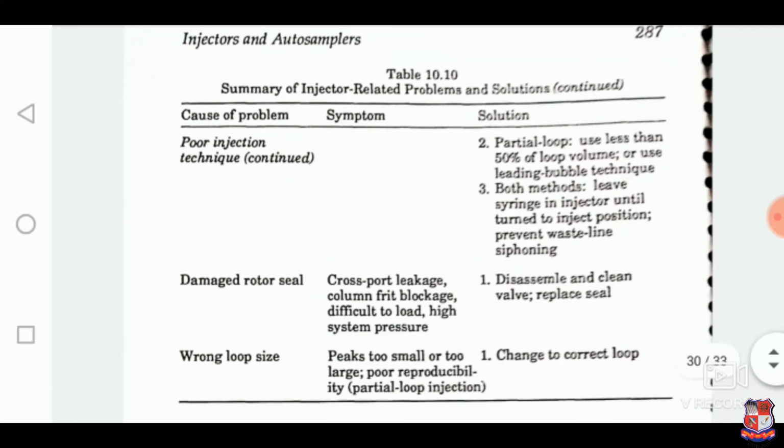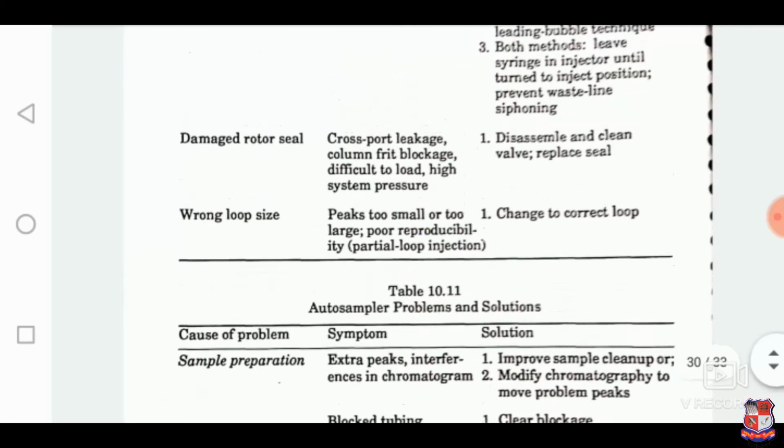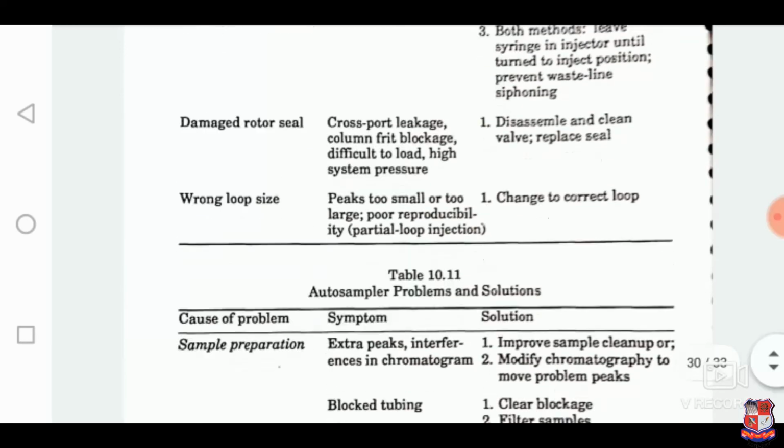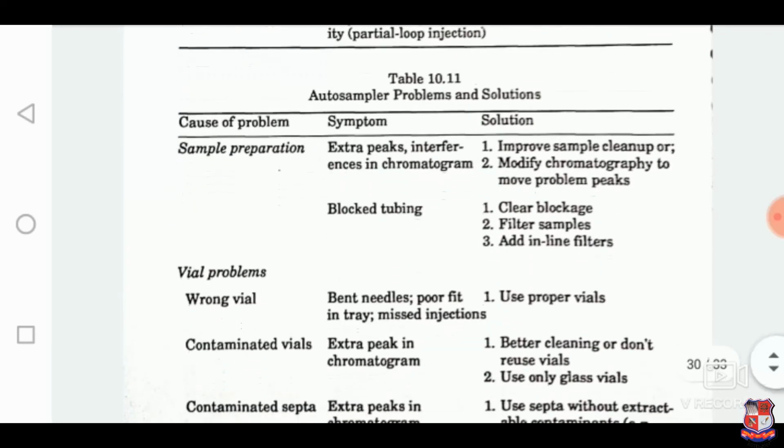Summary of injector-related problems and solutions. Poor injection technique: the solution is the partial loop. Use less than 50% of the loop volume or use the leading bubble technique. Both methods leave the syringe in the injector until turned to the inject position, to prevent waste line siphoning. That is an injector-related problem. Wrong loop size: change to the correct loop. Loop-related problems always occur in the injector.